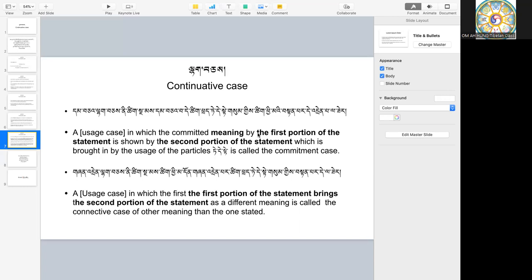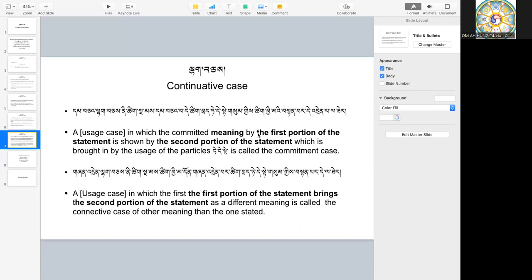And that particular type of statement, in which the committed meaning and the committing portion are connected by the particles of continuative case, is known as committed case. So it's just a statement in which there are two portions. The first portion shows that it's going to provide additional information. And the second portion is the additional information that was committed by the first portion.